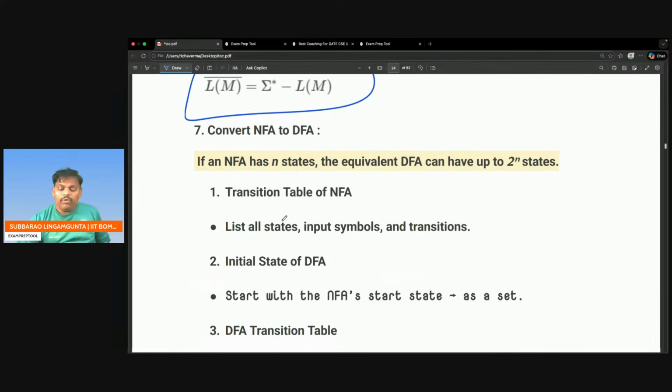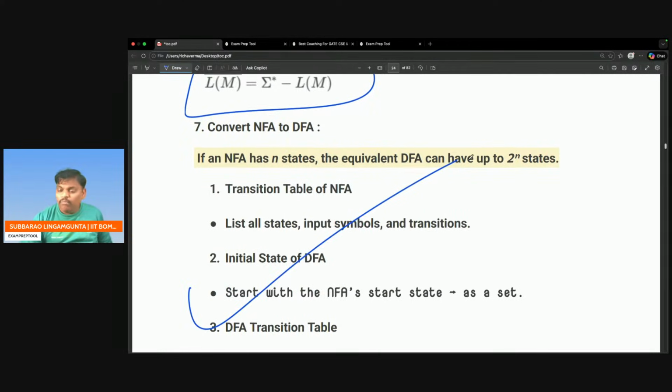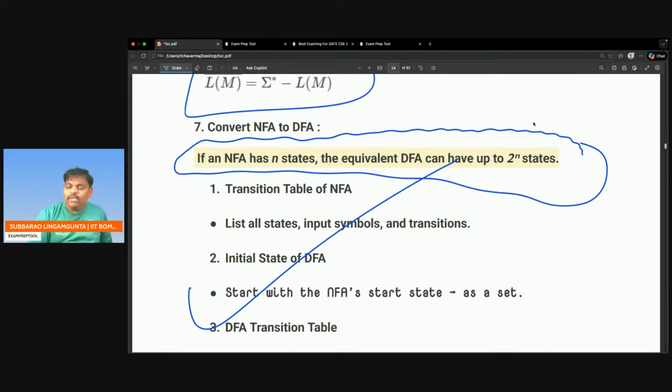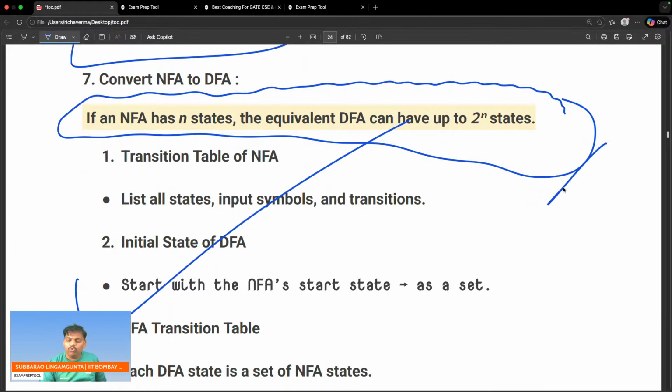Converting NFA to DFA, you know that procedure very well. But remember, that one is really not required in the GATE exam. This is the only thing required: if an NFA has n states, the equivalent DFA can have up to 2 power n states. Maximum 2 power n states.